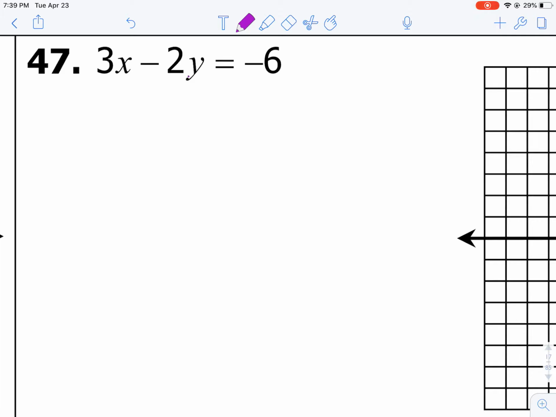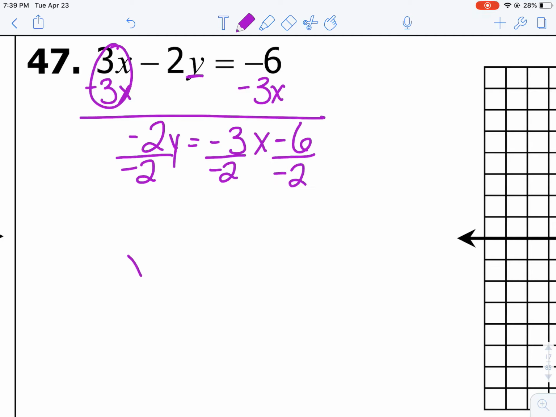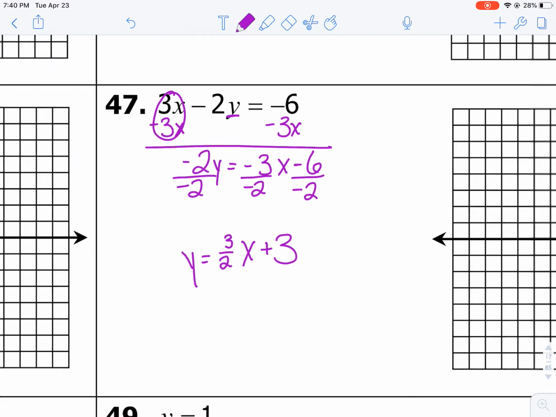So my goal is to get y equals by itself. So I need to subtract 3x from both sides. Negative 2y is equal to negative 3x minus 6. Then we're dividing everything by a negative 2. y equals negative 3 divided by negative 2 would be a positive 3/2. Leave your slope as a fraction. Do not turn it into a decimal. x, negative 6 divided by negative 2 is going to be a positive 3.